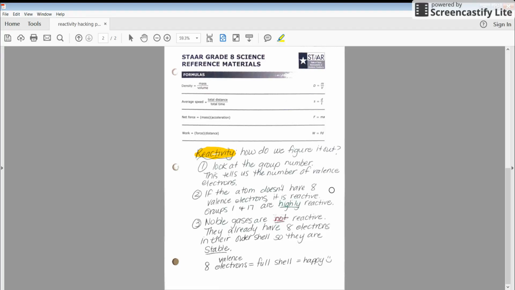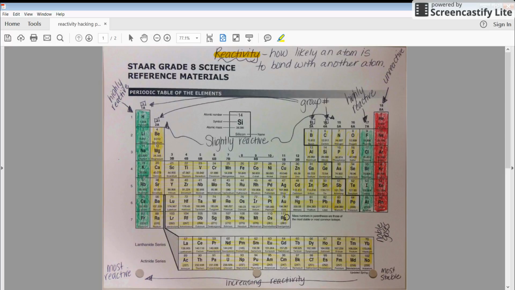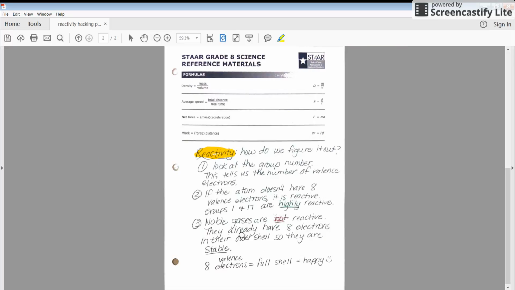And then for number 3, noble gases are not reactive. And again, I went over that with red because that red group of the noble gases is what you colored to show that they are not reactive on your periodic table back here. It says they already have 8 electrons in their outer shell, so they are stable. Stable means very unlikely to bond. They don't need to bond because they already have what they need.